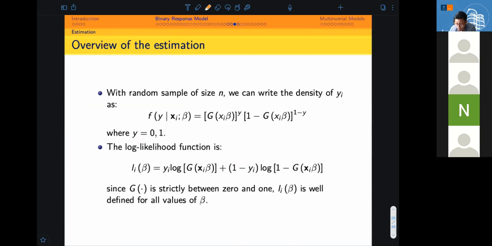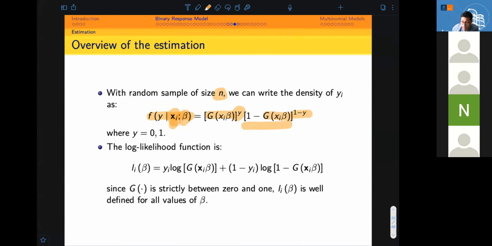Okay, so suppose that we have a random sample and the size of the random sample is n. We can write the density of y as the following. So the density of y conditional on the information that we have, and the parameters beta that we're going to estimate, is going to be the following. So it's the cumulative distribution function G. It could be the logistic function. It could be the standard normal function, depending on whether you do a logit or a probit. To the power of y, which is 1 if the response is 1, or you have 1 minus G, the CDF, to the power of 1 minus y, and again y is going to be 0 in this case.